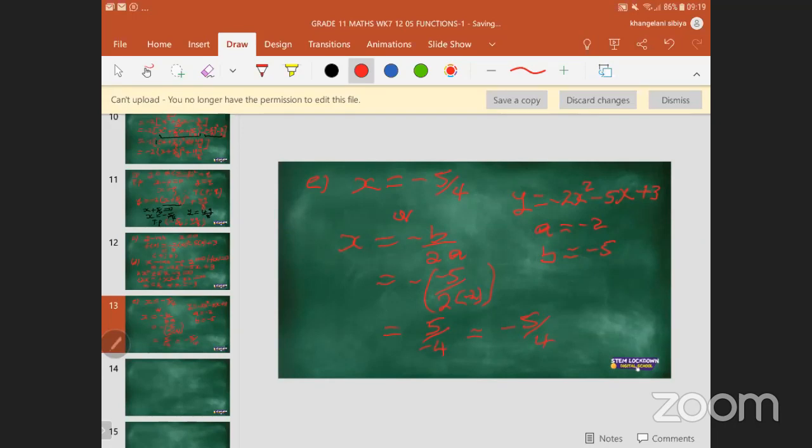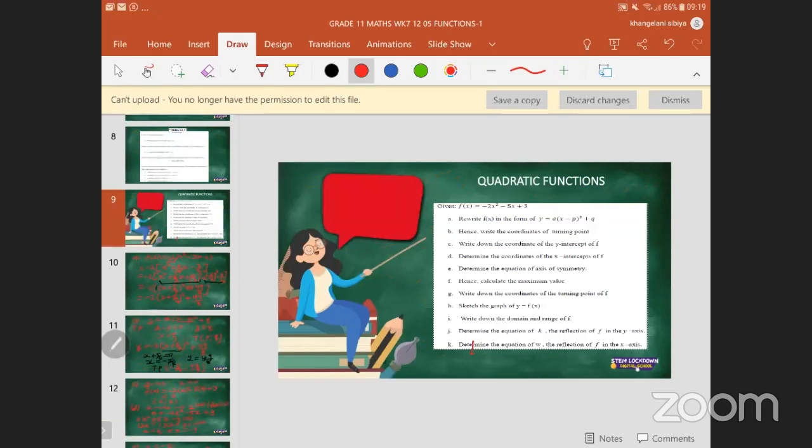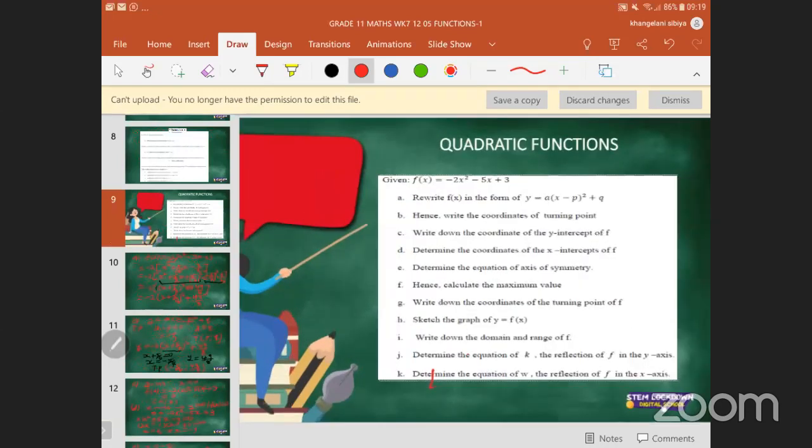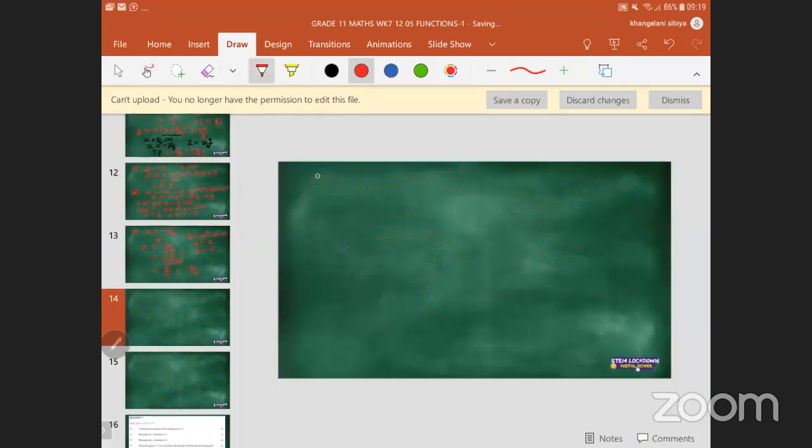Then the next question, okay, we're almost there. The next question, folks, says, hence, calculate the maximum. Why we're saying it's a maximum is because the coefficient of x squared is negative. So obviously it gives you a maximum y value of a turning point. But what do we do here? This is our f. What do you do? You take this x value, because we know the x value of a turning point is now negative 5 over 4. You substitute it back into the original equation.